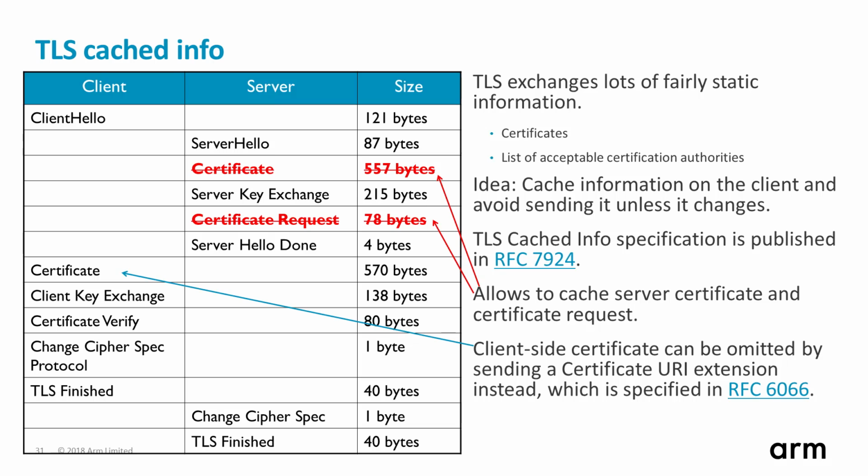In this table, the certificate provided by the server as well as the certificate request can be omitted or, better, replaced with a fingerprint of that exchange using the TLS cached info extension. For also avoiding the transmission of client certificates, another extension may be used, namely the certificate URL extension specified in RFC 6066. It allows the client to point the server to its certificate rather than conveying it within the handshake. This is the client certificate that could be omitted or replaced by a URL instead, thereby reducing the over-the-wire transmission overhead.